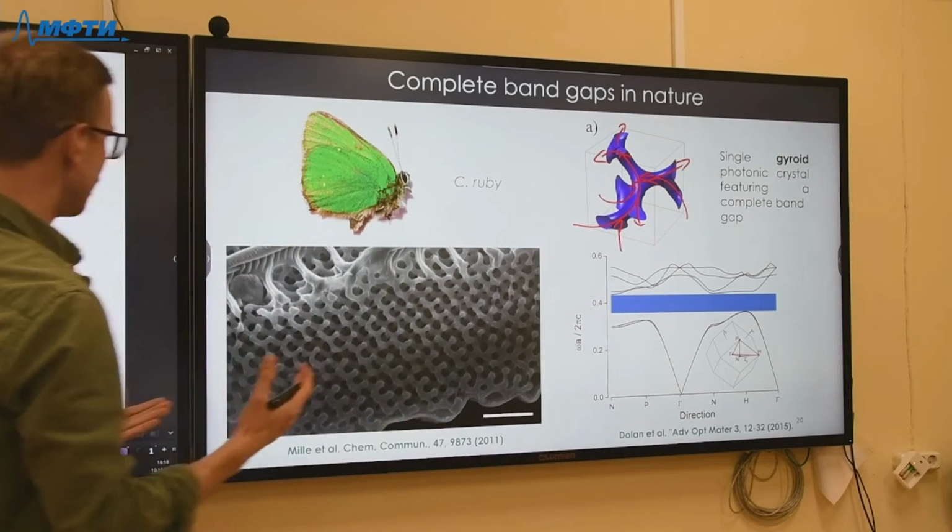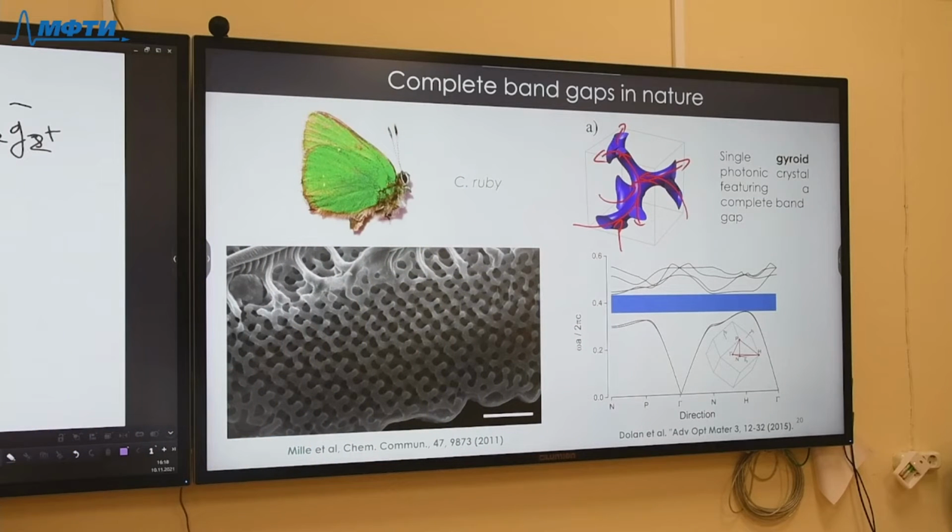So butterflies on their wings have photonic crystals with complete band gaps. And this is where they get their colors from. So nature, in its course of evolution, has created some very complicated, very symmetric structures that not only are photonic crystals, but also feature some very special properties, such as complete band gaps. And if that doesn't blow your mind, I don't know really what will.